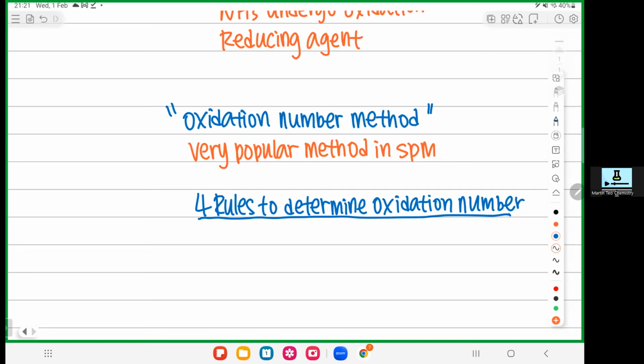All right. So why is the oxidation number method so popular? Because the oxidation number method can be used for all cases. Every single case can use it. Like the oxygen method can only be used if the question has oxygen. The hydrogen method can only be used if the question has hydrogen.